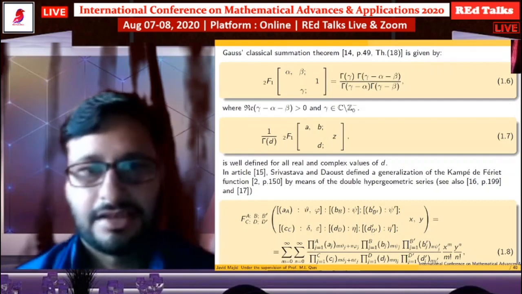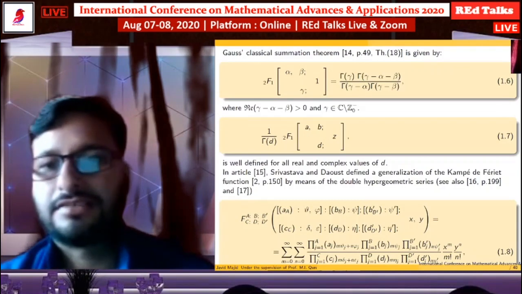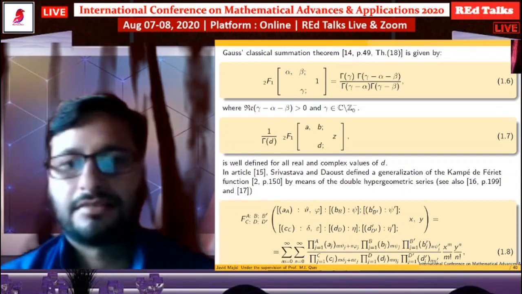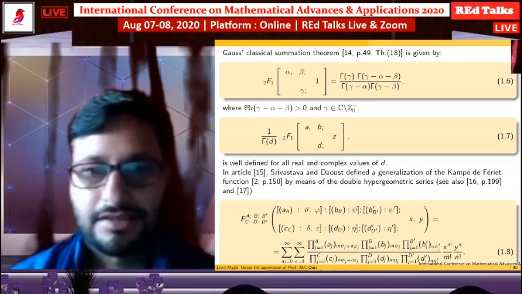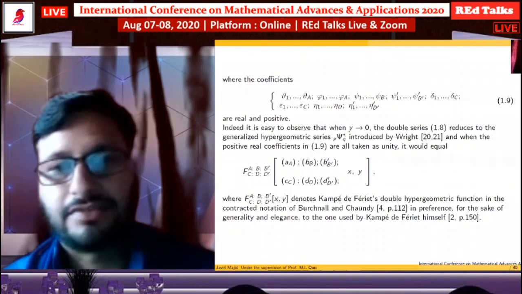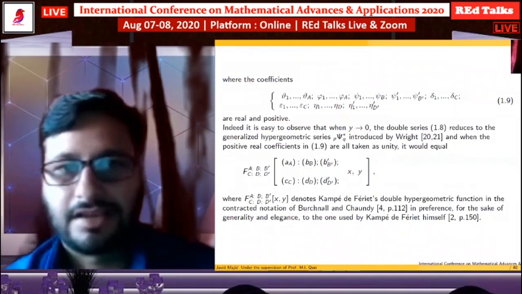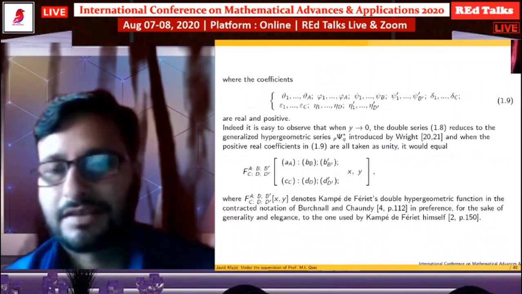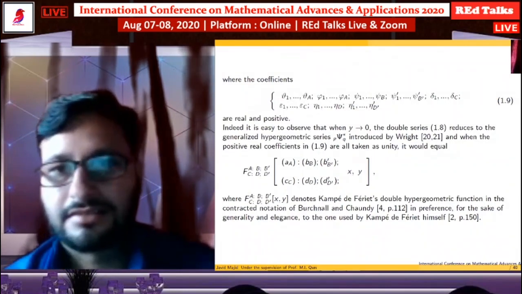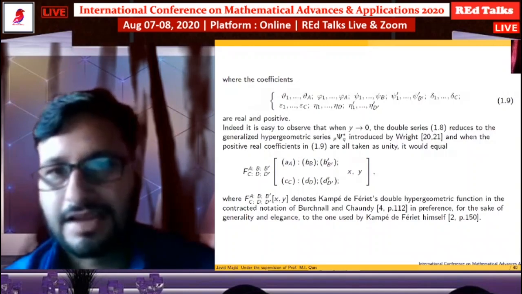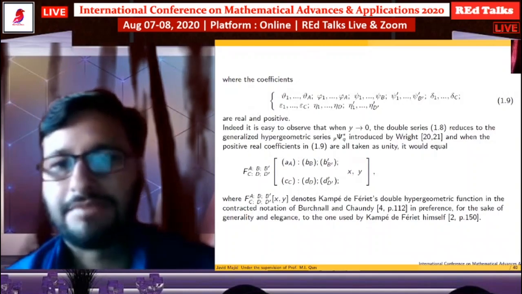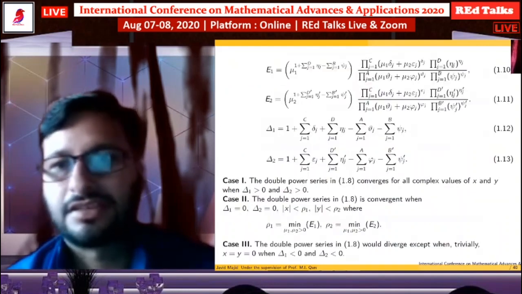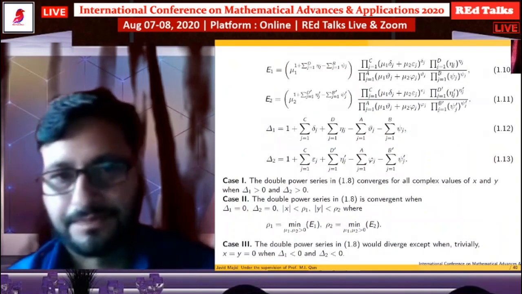And Srivastava and Daoust defined the generalization of the Kampé de Fériet function given by Kampé de Fériet, the double hypergeometric function, and it is generalized by Srivastava and Daoust given by 1.8, and it reduces to the Wright function given by Wright if y tends to 0, and it reduces to the Kampé de Fériet function if all the real coefficients given in 1.9 are taken as unity.